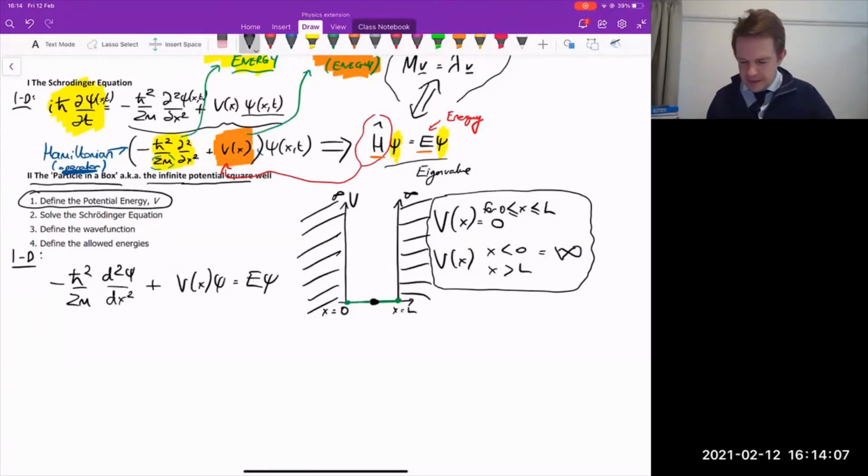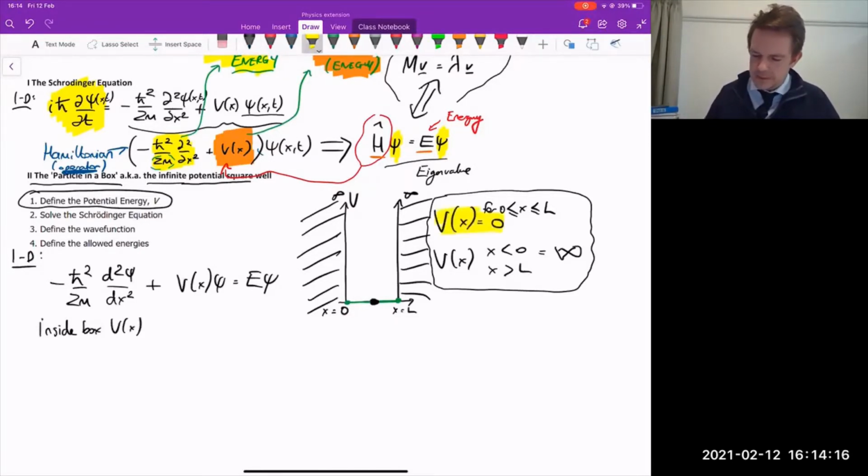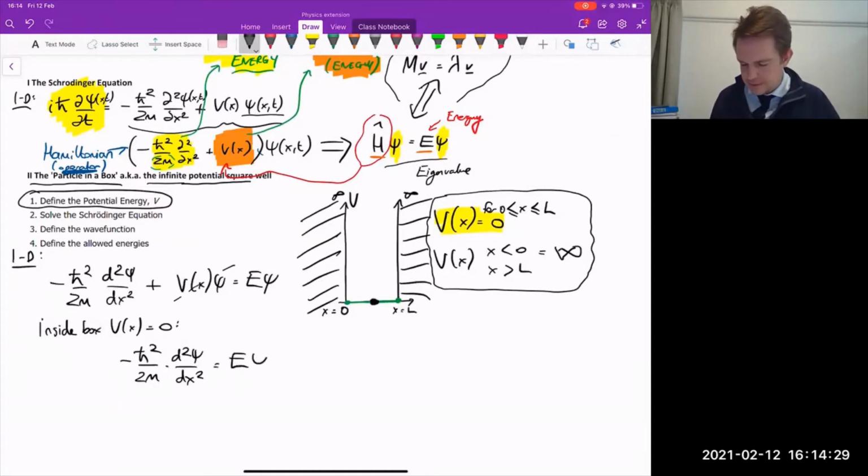Now, V inside the box, V of x, I've already defined to be 0. Therefore, the equation simplifies to this. Because this is 0, that disappears. There's the equation.